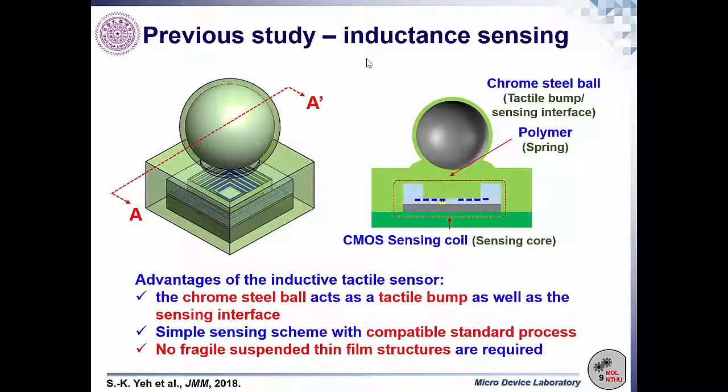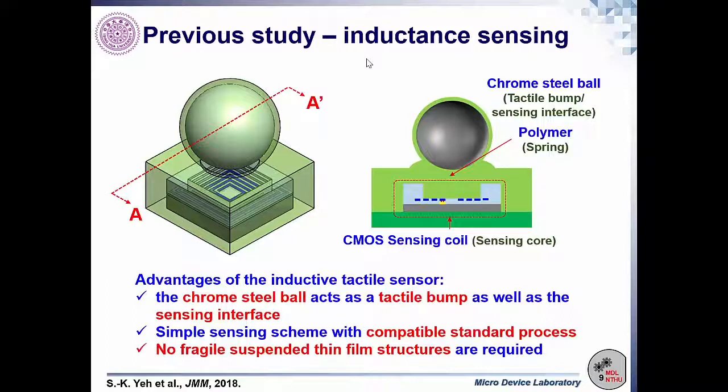Due to the mentioned issue, we have implemented the inductive type tactile sensor with the integration of the tactile bump using the chrono ball from the previous study. As you can see from the scheme in these figures, it is composed of the chrono ball sensing interface, which also serves as a tactile bump at the same time, and the encapsulated polymer as a spring to deform. And the bottom CMOS sensing coil on a CMOS chip is the sensing core of the device.